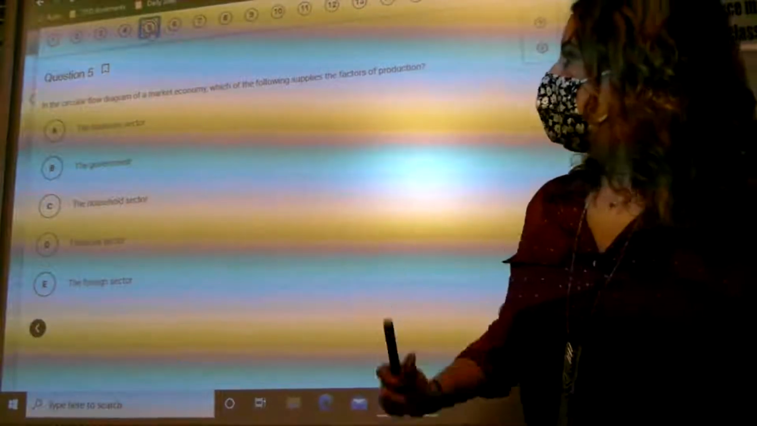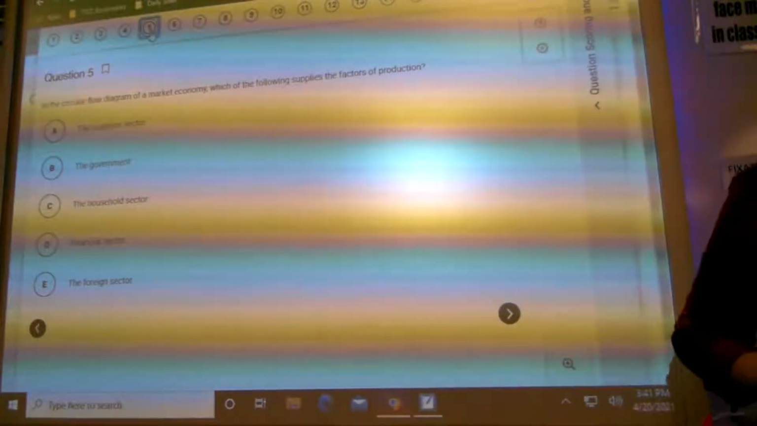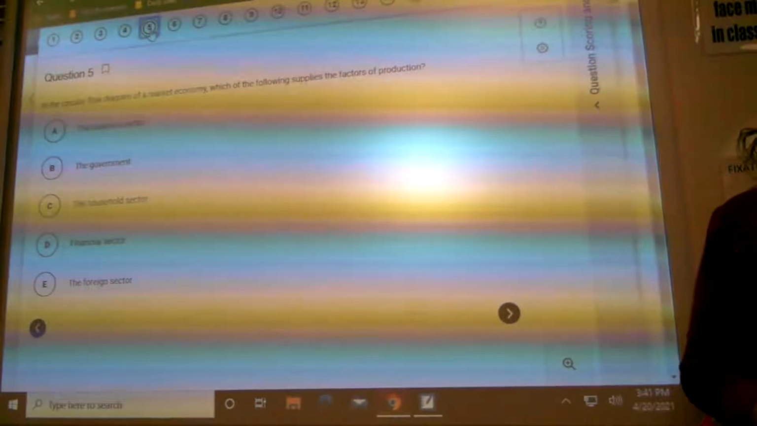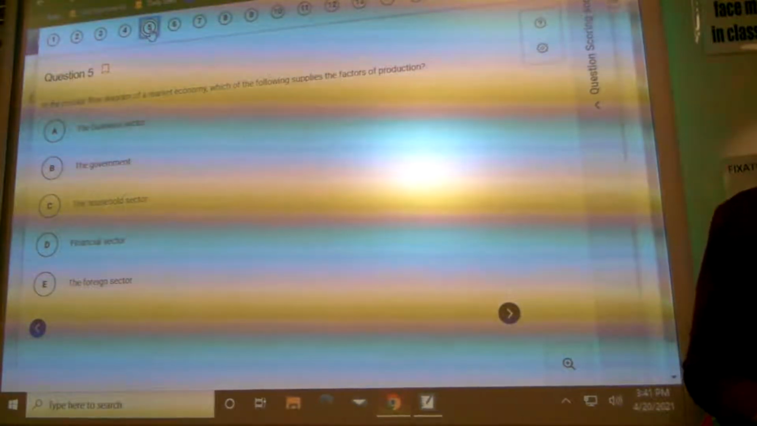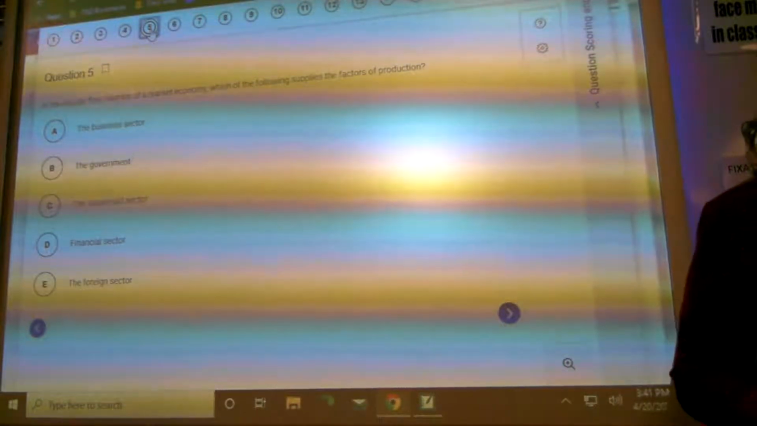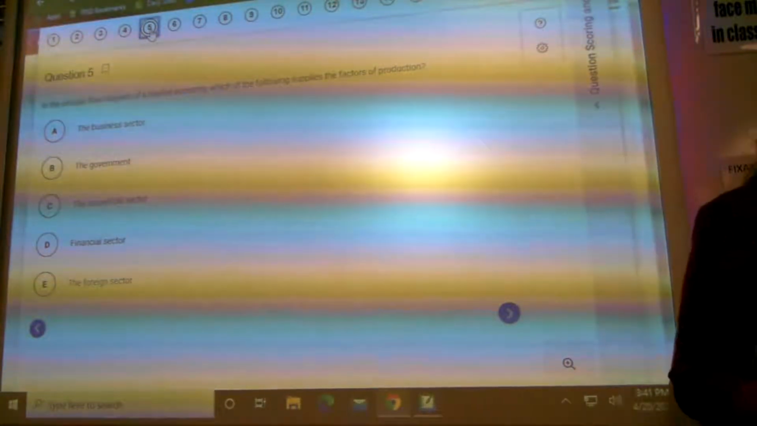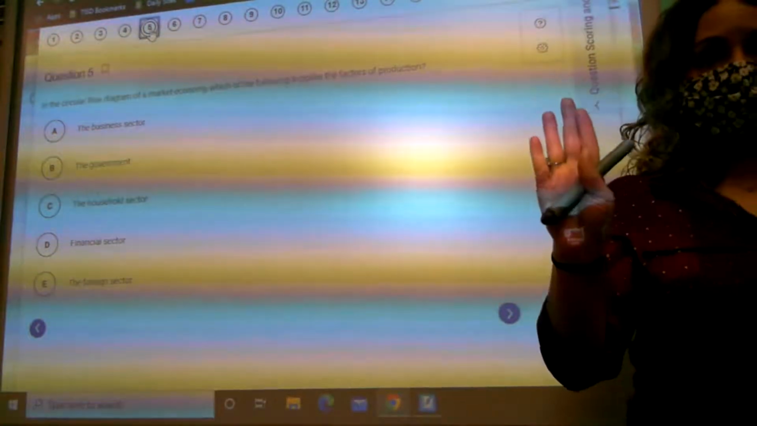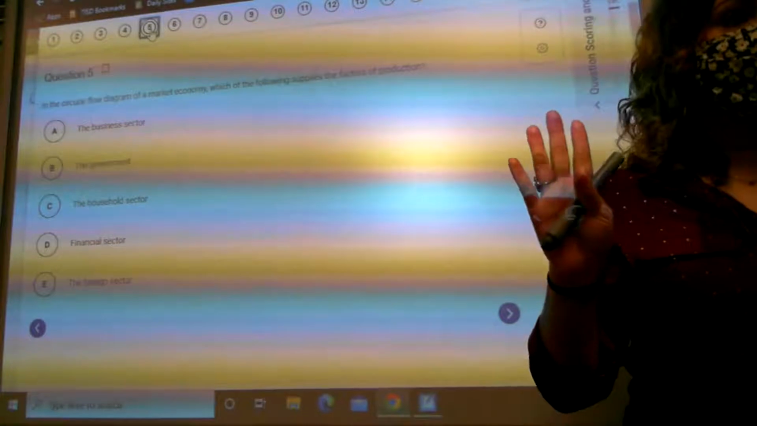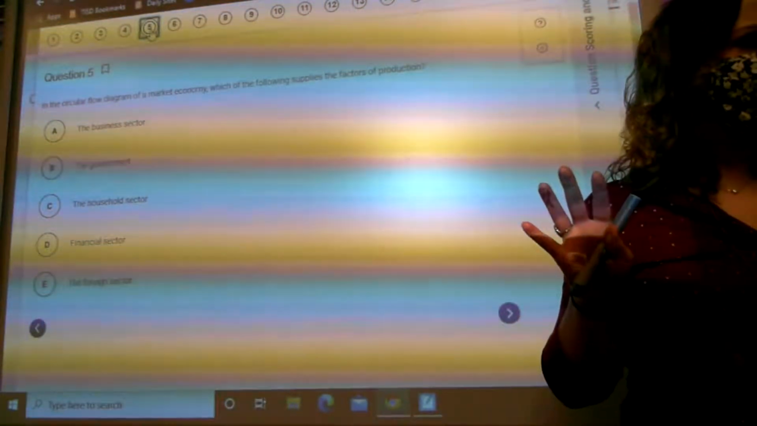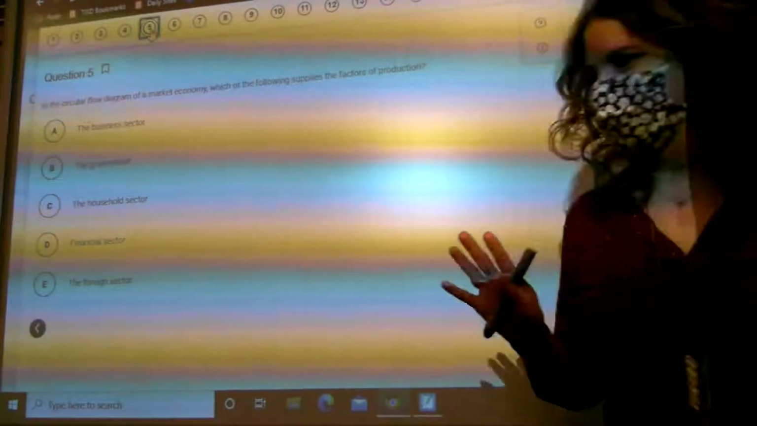Okay, so in the circular flow model of a market economy, which of the following supplies the factors of production? The household sector. If it was command, what would the answer be? It's government. Okay, so our circular flow model has households and businesses. China's circular flow model would be like government and government.